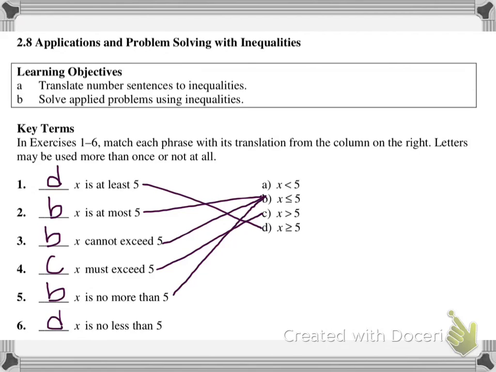And 6, D, is X is no less than 5. So no less than 5 means it can be 5, and it can be higher than 5, but not less than 5. So again, these can be confusing, but think of it in terms of something that's familiar to you. And like for me, it's roller coaster signs.